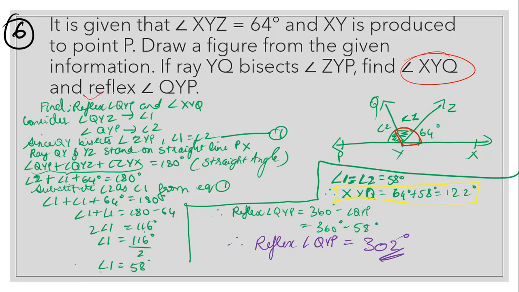Second is reflex angle QYP. So that's what we're doing here. Reflex angle QYP is equal to 360 minus QYP, which is nothing but 360 degrees minus 58 degrees. Angle QYP is which one? Angle 2, right? Just now we saw angle 2 is equal to 58 degrees. So 360 degrees minus 58 degrees is equal to 302 degrees. Therefore, reflex angle QYP is equal to 302 degrees.